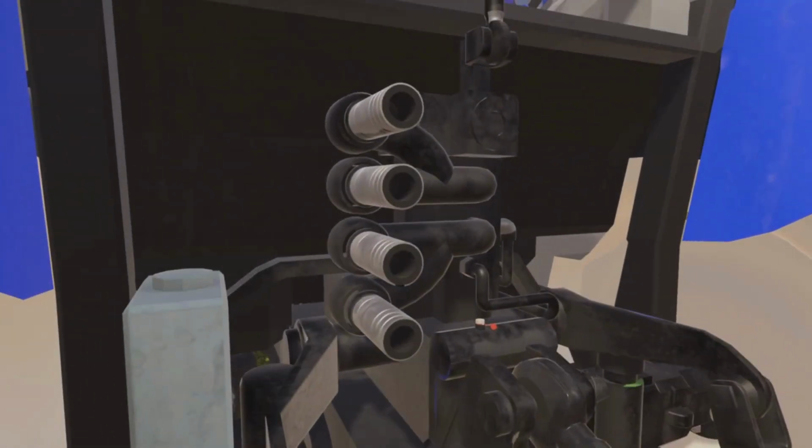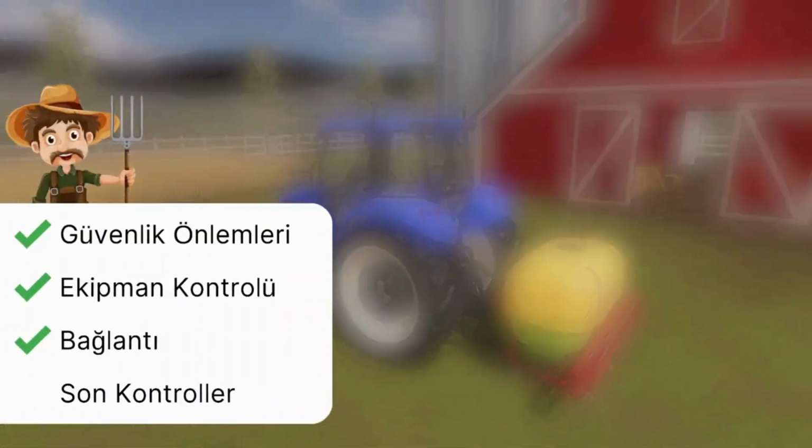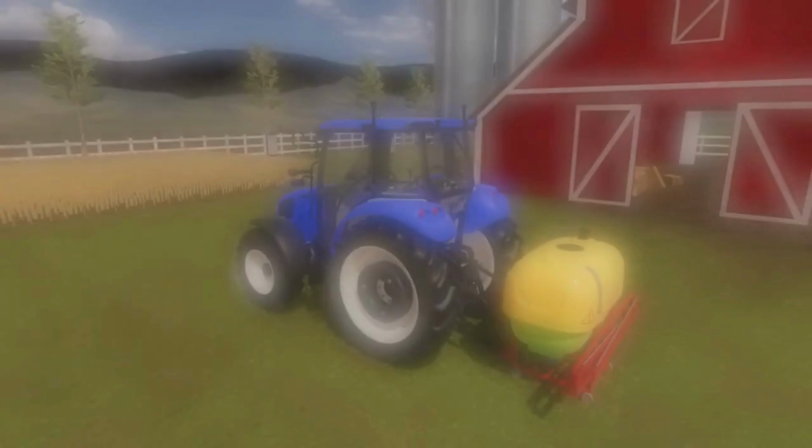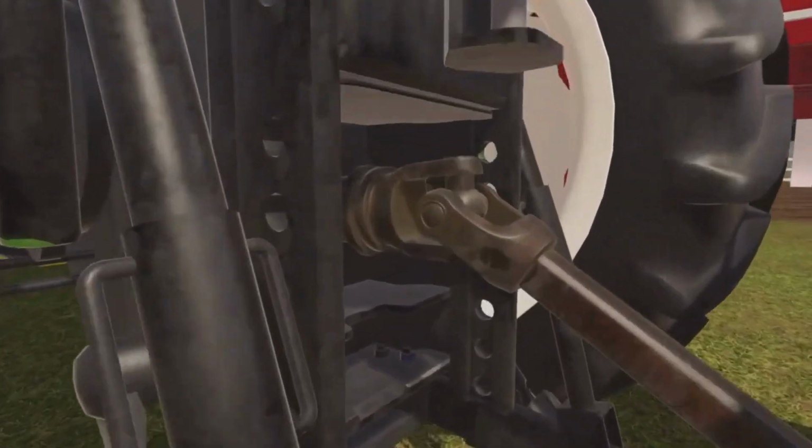If applicable, connect the sprayer's hydraulic hoses to the tractor's hydraulic outlets. Ensure the hoses are tightly secured and that there are no leaks. Final checks. Verify that all connections are secure and that no loose connections are present.